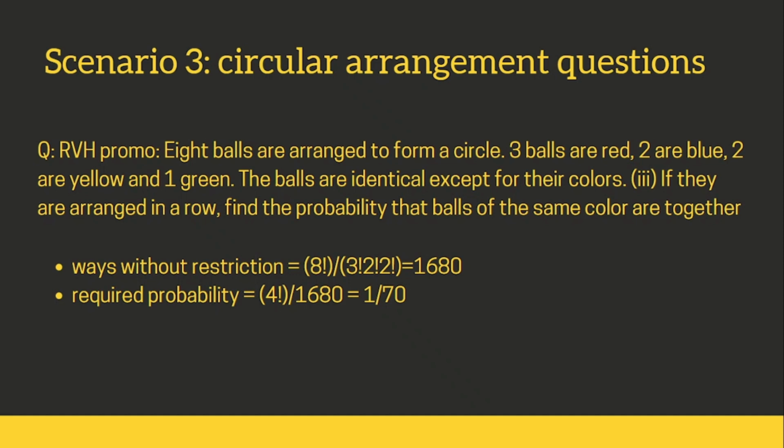It's because we group all the red balls as 1 unit, group all the blue balls as 1 unit, group all the yellow balls as 1 unit, and then group all the green balls as 1 unit, so you have 4 units in total. 4 factorial arranges them themselves.